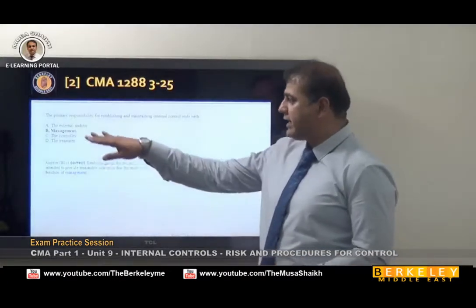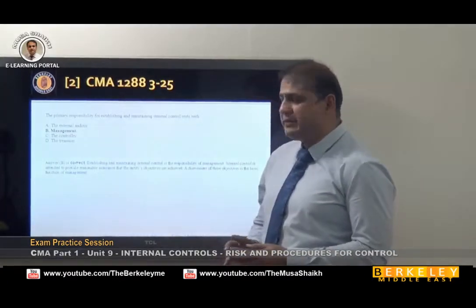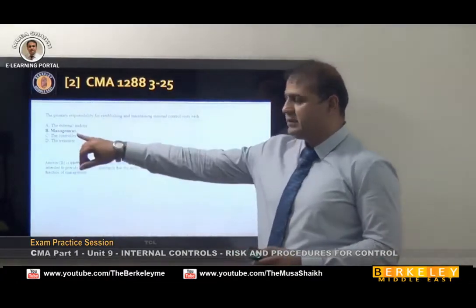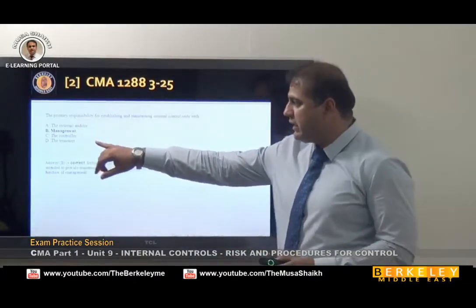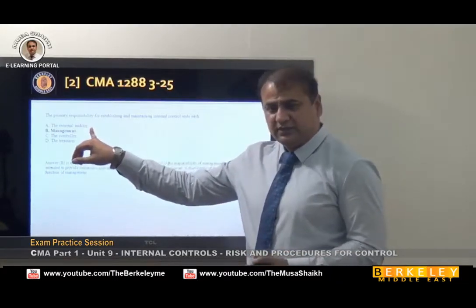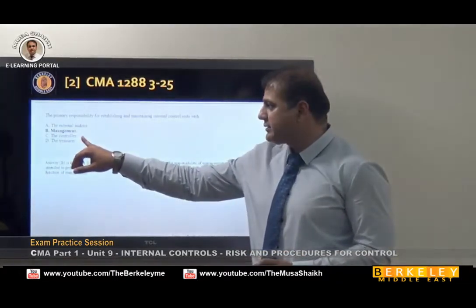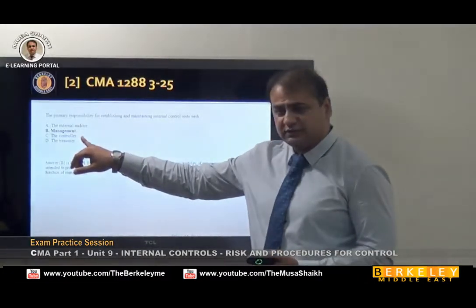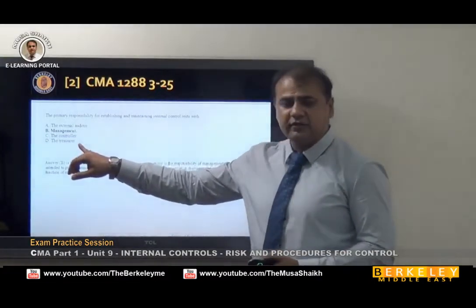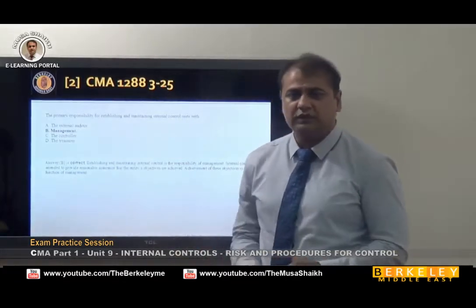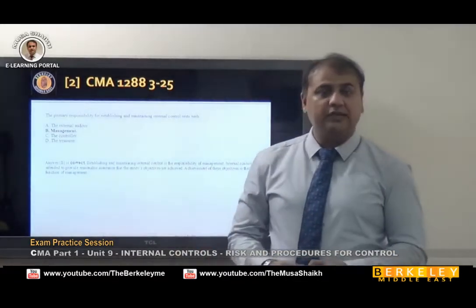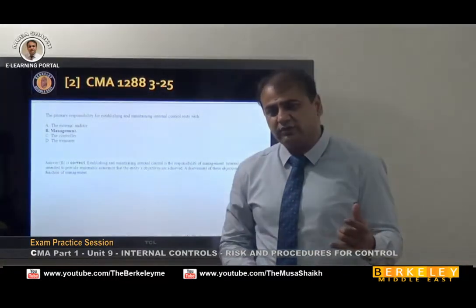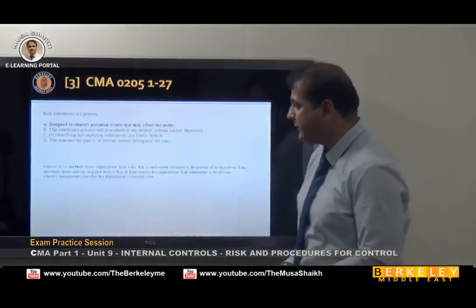Next question is the primary responsibility for establishing and maintaining internal control rests with management, because it cannot be with the external auditor. The controller is going to follow the policy that is being made, and the treasurer will also follow a policy for treasury. But management, the CEO-led management, is going to build a system in the company.